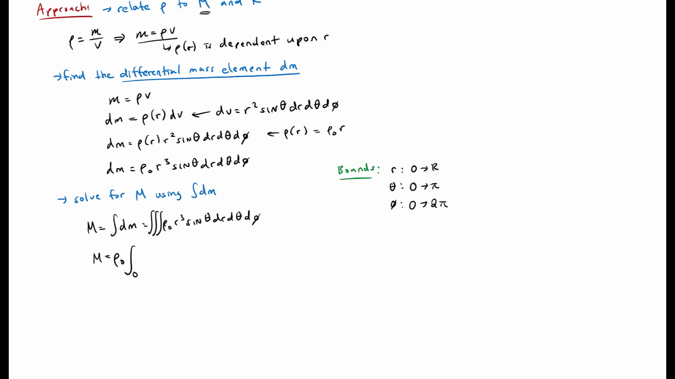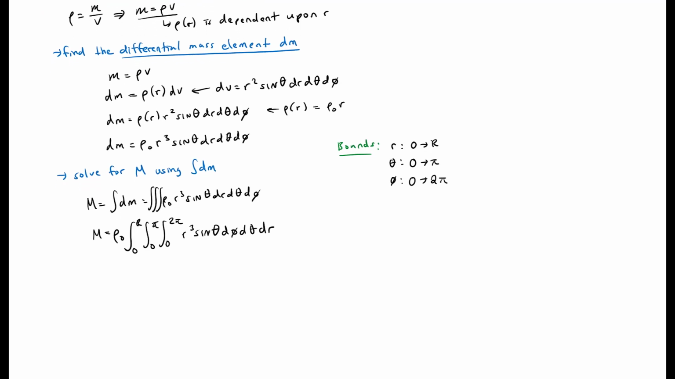So now I have 0 to R, and then 0 to pi, and then 0 to 2 pi of r cubed sine theta. This was d phi, d theta, dr. To make my life easier, I want to look at this function as well to see if I can separate it into a product of just solely individual variables. So I can. This is just r cubed times sine of theta. That means I can have three individual integrals instead of a triple integral to solve inside out.